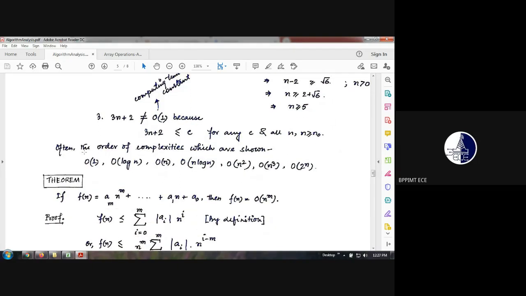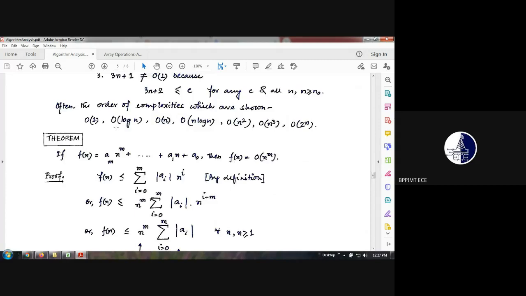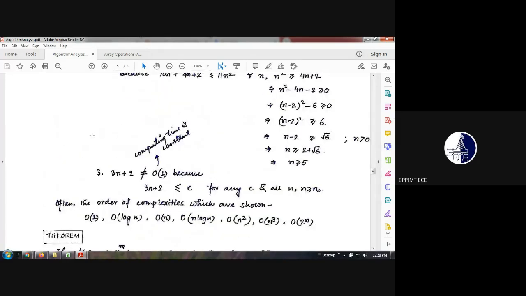We may have some standard orders of complexity: order of 1 is a constant complexity, order of log n, order of n, order of n log n, order of n square, order of n cube, order of 2 to the power n. These are some standard order of complexity notations, which we will see throughout this course. But there are many other complexity functions available for complex algorithms.